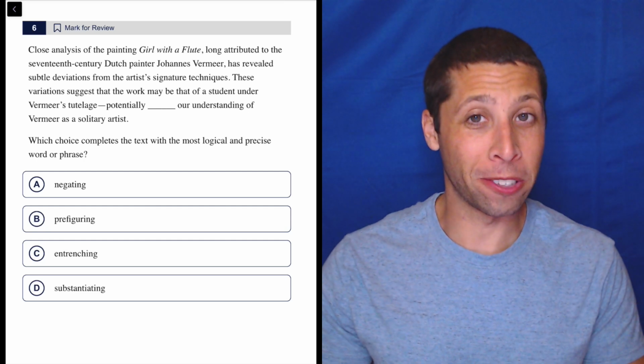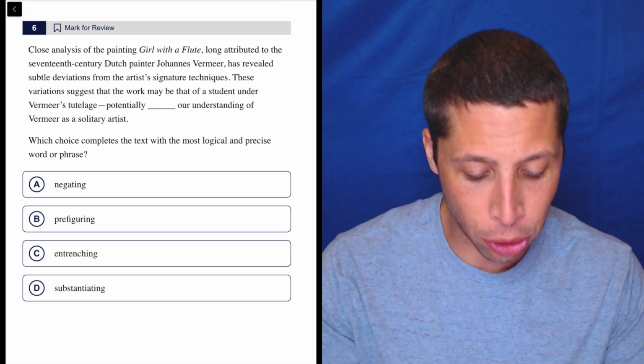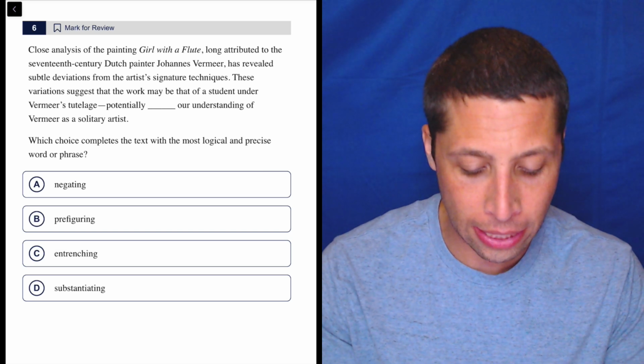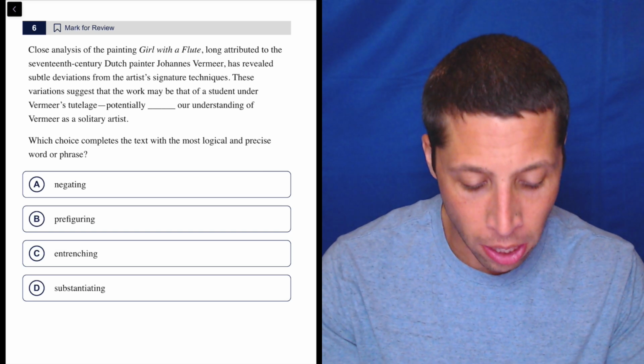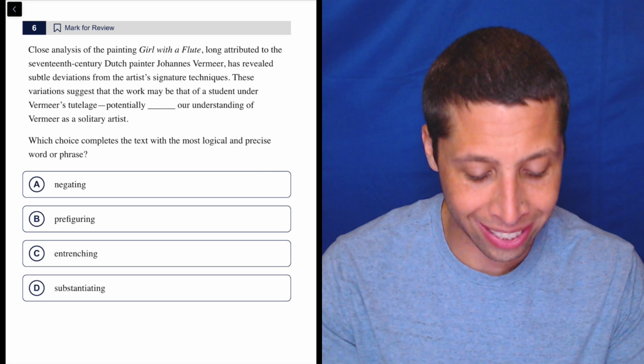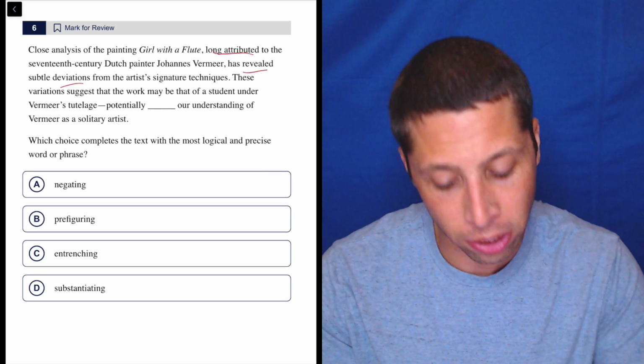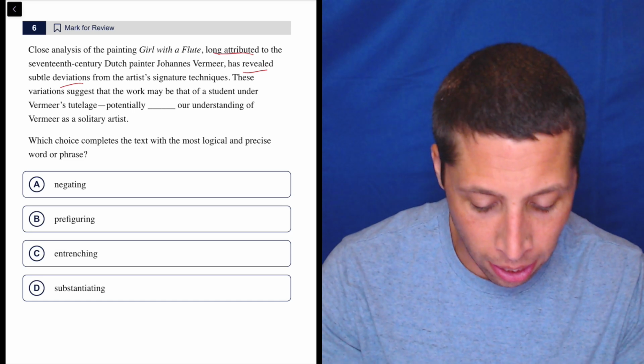Here we've got some hard words. You probably know a lot of them, but let's take a look at the passage. Close analysis of the painting Girl with a Flute, long attributed to the 17th century Dutch painter Johannes Vermeer, has revealed subtle deviations from the artist's signature techniques. So long attributed, revealed, deviation, seems like it's not right.